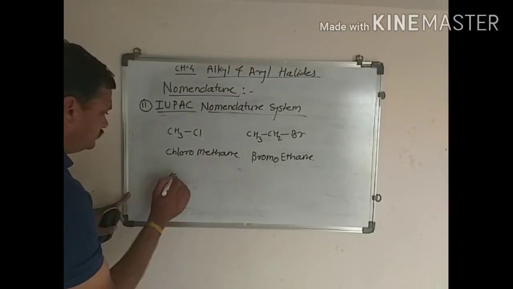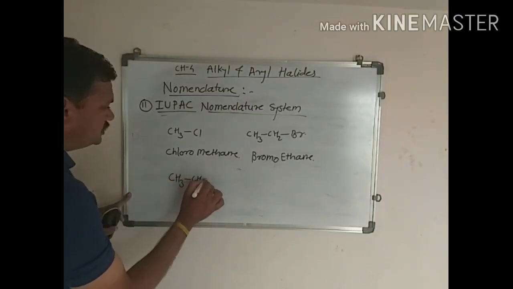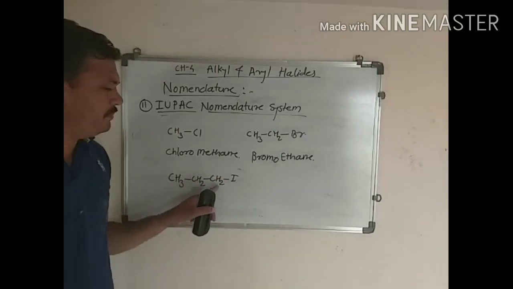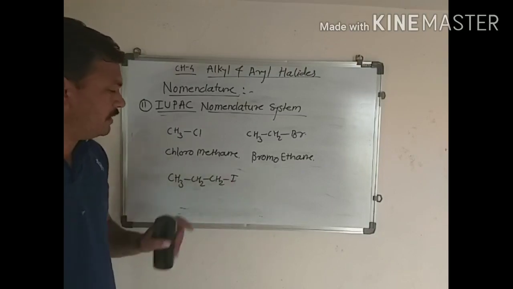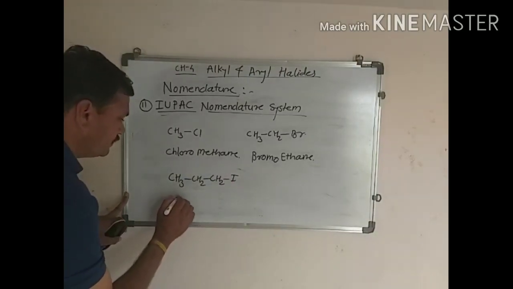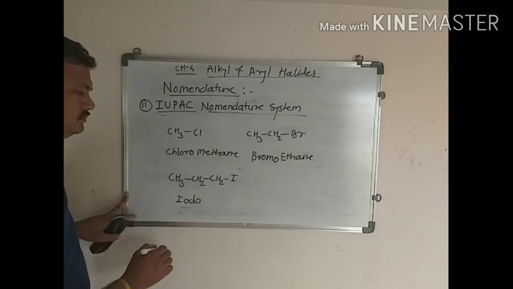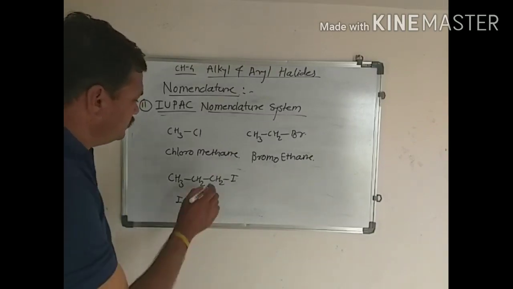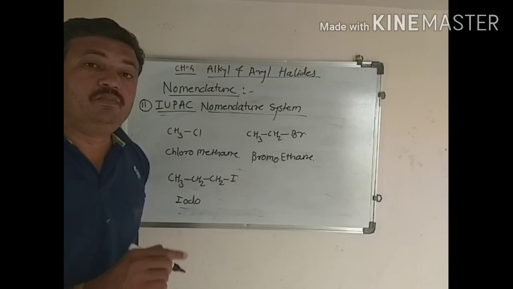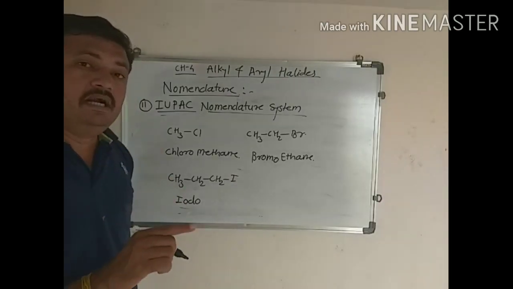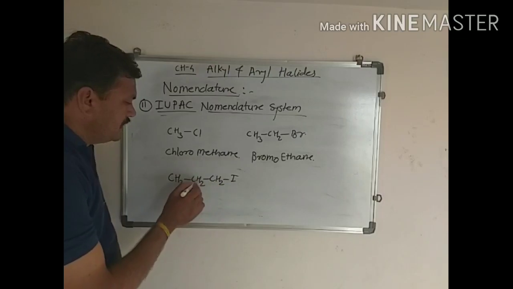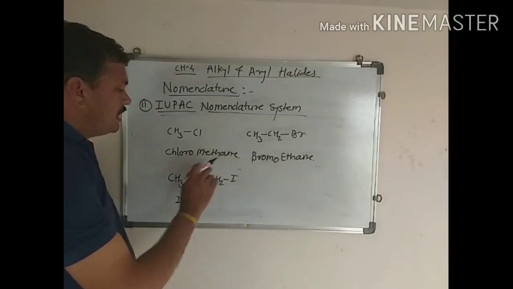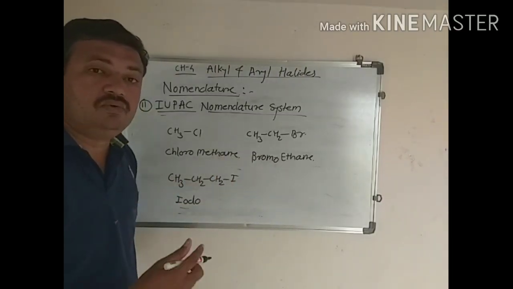Third example, CH3CH2CH2I. Common name is propyl iodide. But in case of IUPAC nomenclature, it is iodopropane. But here there are number of possibilities of position of iodine atom attached to which carbon atom. If iodine is attached to this carbon atom, then its number will be different. So from carbon number 3, we have to give number to the carbon skeleton.